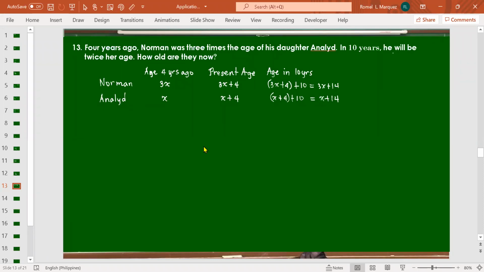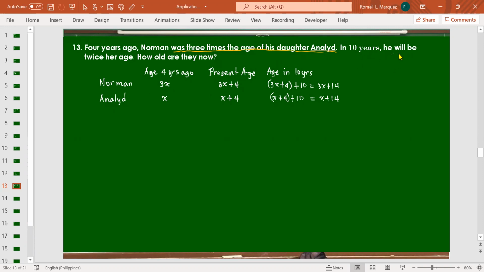Okay, guys? Did you understand? Yes po. But in 10 years, since I already used the 3 times comparison, it depends on how you represent it. You can have your own. It doesn't matter if you started the comparison with age in 10 years. I already used this comparison 4 years ago, so I can no longer use it. Use the one in 10 years instead.